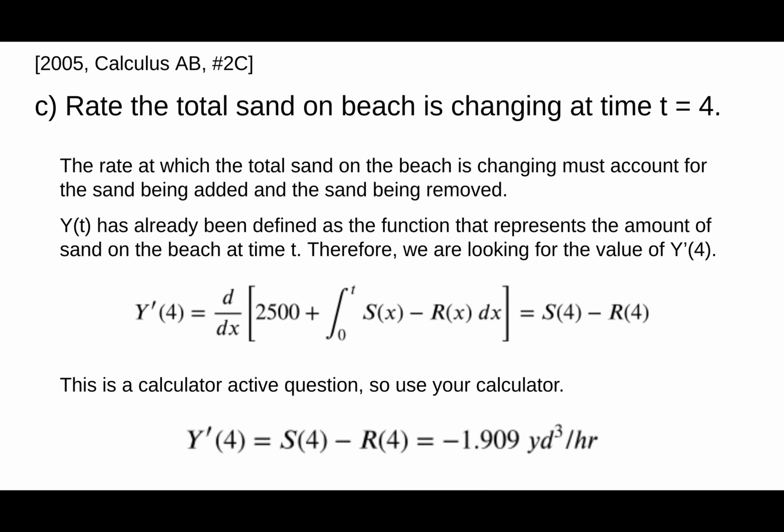We just find s of 4, r of 4, and find the difference. Again, this is a calculator active question, so please do not waste time trying to do this by hand. Let your calculator find this value for you. Y prime of 4 is just s of 4 minus r of 4. S and R have both been defined in the question stem. You can find those values directly using your calculator. And y prime of 4 turns out to be negative 1.909 cubic yards per hour.